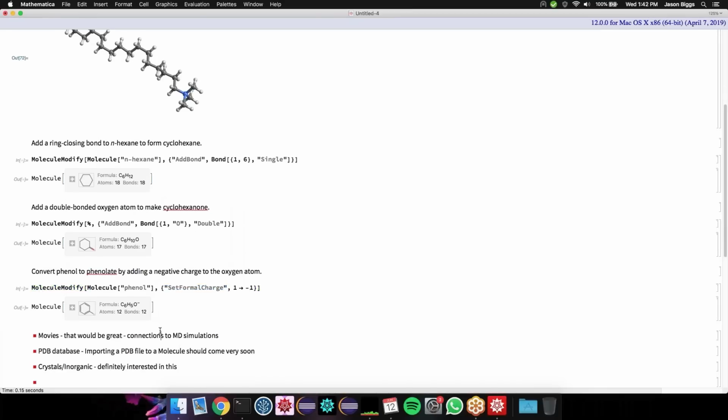Someone asked about movies, so it would be great to be able to make a connection to MD simulations, either running them directly in the Wolfram Language or just connecting to a program that's made to do that. The PDB database: right now, importing a PDB into a molecule is not hooked up. Before version 12 came out, I got mol files, XYZ, SDF files, mol2, but PDB is at the top of the list for the new formats.